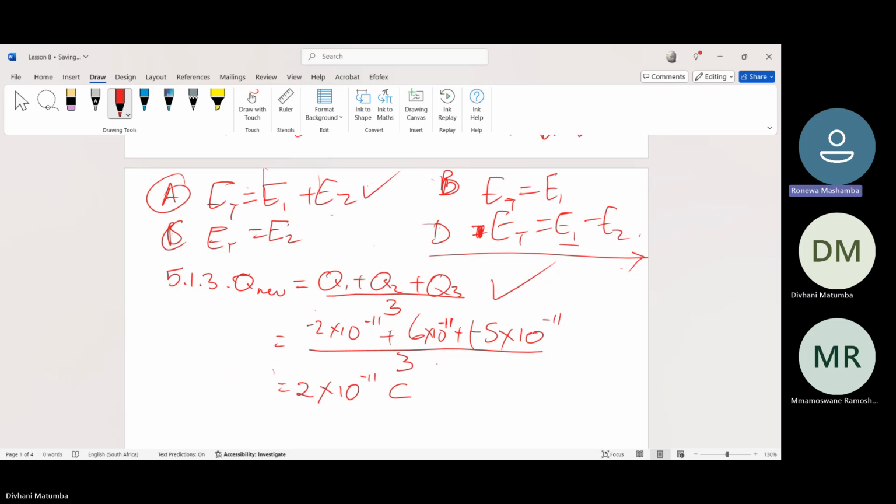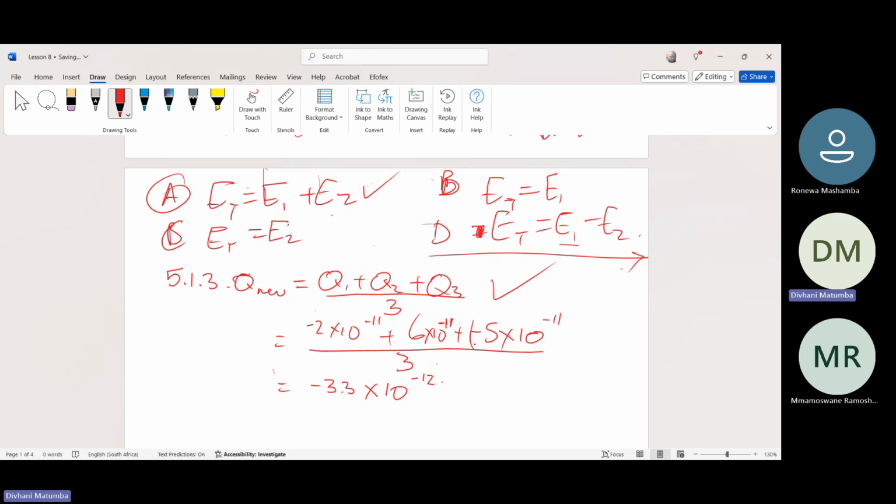Okay, then the answer is going to be negative 3.33 times 10 to the power of negative 12. Yes. Mansani, did you get the same? Yes, sir. Okay, no problem.